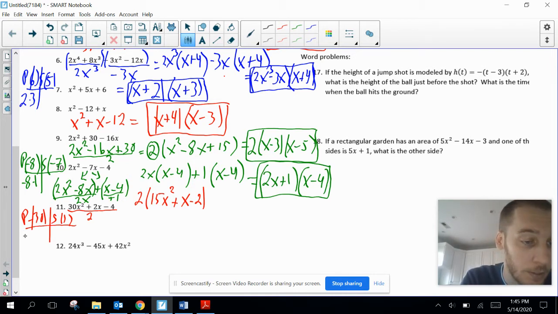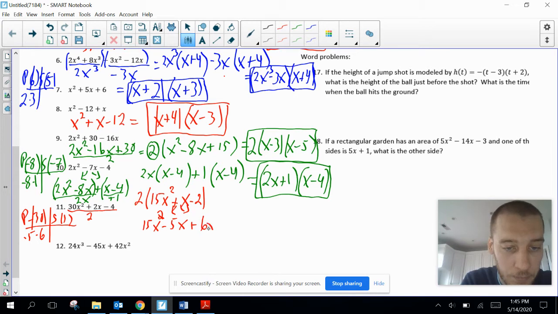5 and 6, right? So this is going to be -5 times 6. And that's what I'm going to use to split this middle term up. So this now becomes 15x squared minus 5x plus 6x, because we're using the chart to find this, minus 2. And now this is one of my grouping problems.